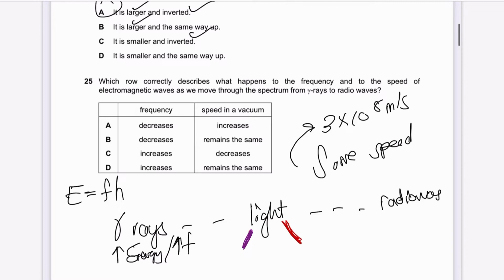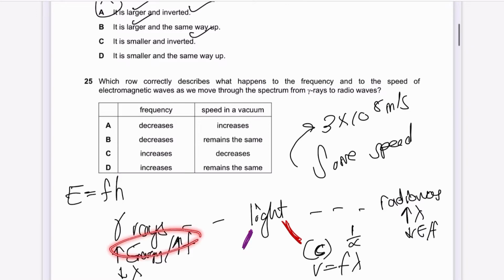Radio waves have the maximum amount of wavelength, but the minimum amount of energy and frequency. In the same way, gamma rays have the minimum amount of wavelength. It's inversely proportional because v equals f lambda. They all have the same speed. Speed is constant. Therefore, frequency and lambda are inversely proportional. You can see that here, where the frequency is highest, the lambda is lowest. Where the lambda is highest, the frequency is lowest. That is proven by this relationship.